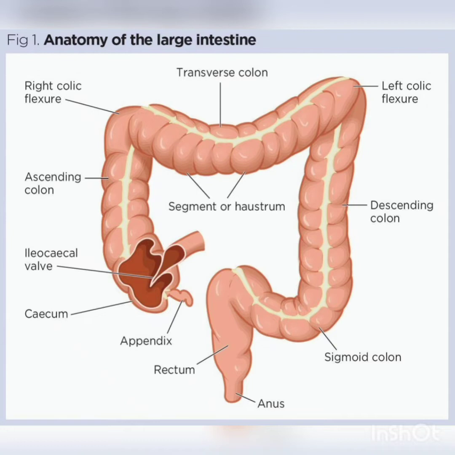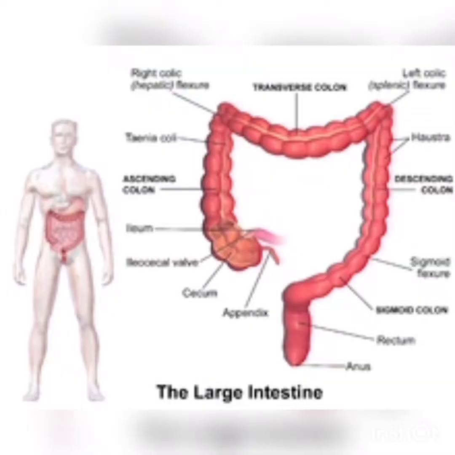The function of the large intestine is to absorb fluids and salts from the indigestible food matter, and it helps to collect and eventually relieve the body of waste matter. The large intestine is wider and shorter than the small intestine. It is about 1.5 meters in length.